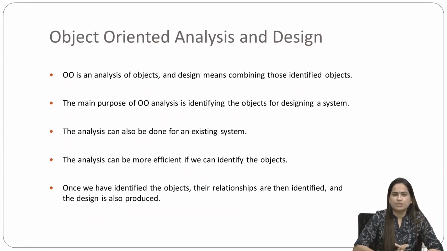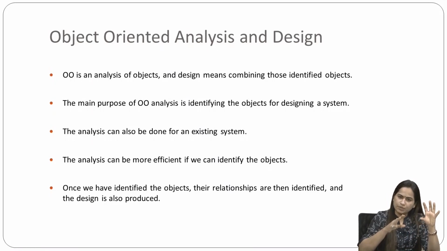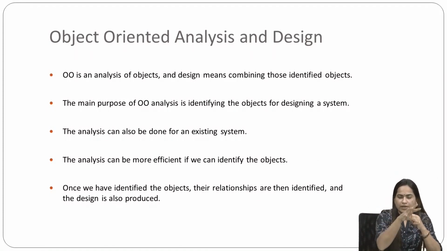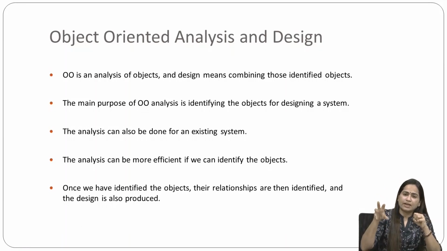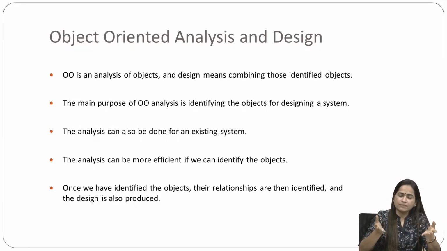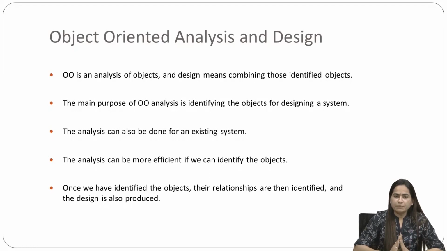OO, that stands for object oriented, is an analysis of objects, and design means combining those identified objects. Object oriented analysis means analysis of the objects. And object oriented design means whatever objects you have analyzed in your analysis part, you are combining those identified objects, that is designing. The main purpose of OO analysis is identifying the objects for designing a system.